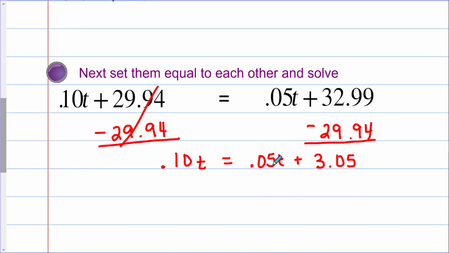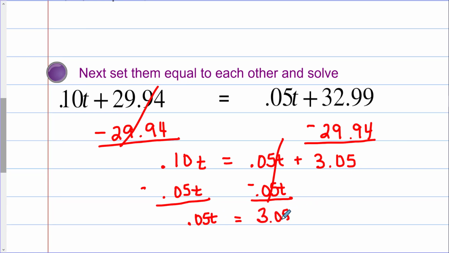So now that I've moved the constant to the right side, now I'm going to move the term with the variable to the left side, and I'm going to do the same exact process. I'm going to take 0.05t away from over here. And whatever I do on one side, I have to do to the other, right? And it removes it from over here. And this becomes 0.05t equals, now I have only 3.05 over here.